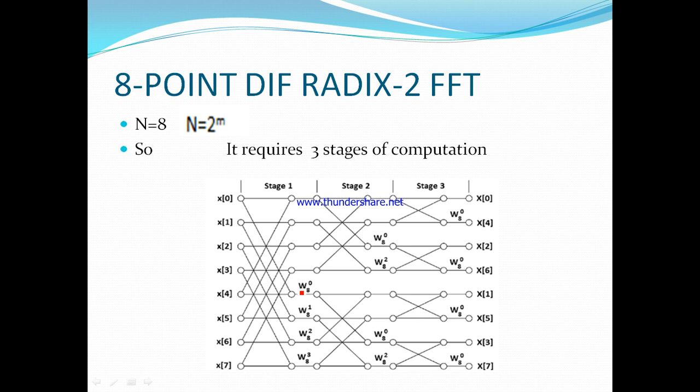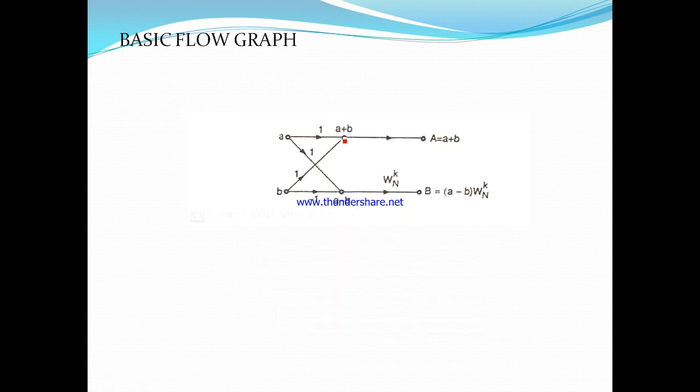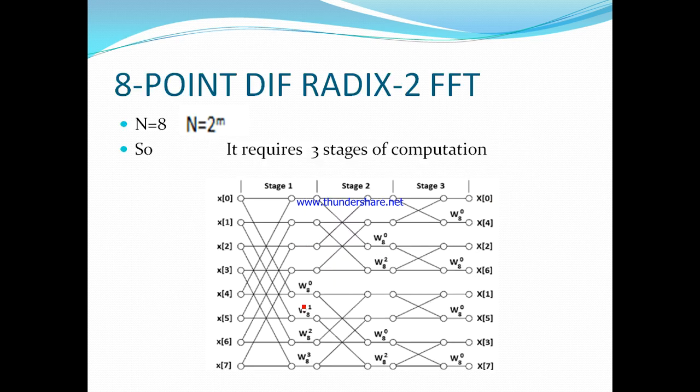So for the DIF Radix 2 FFT, after the calculation, that means after the addition and the subtraction, we are multiplying the twiddle factor. Here, after this subtraction, we are multiplying the twiddle factors. So for the 8-point DFT, we have 4 twiddle factors: W8 power 0, W8 power 1, W8 power 2, W8 power 3. And for the 4-point DFT, we have 2 twiddle factors: W8 power 0, W8 power 2.